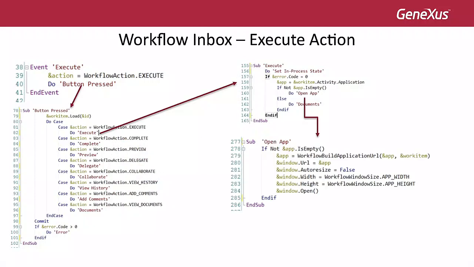After the work item has the correct state, it will open the application defined at the process definition diagram. In that diagram, the activity, the user writes in the properties the application that will execute when the work item is running. So we are going to use the work item variable again, the activity, and the application property to obtain the application needed to run. If the application is not empty, then we'll execute the open app subroutine. In the subroutine, it just uses the window variable data type to create a pop-up and open the application.